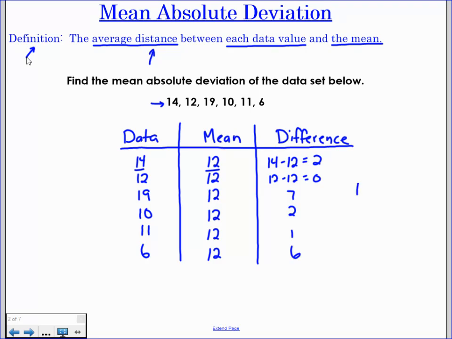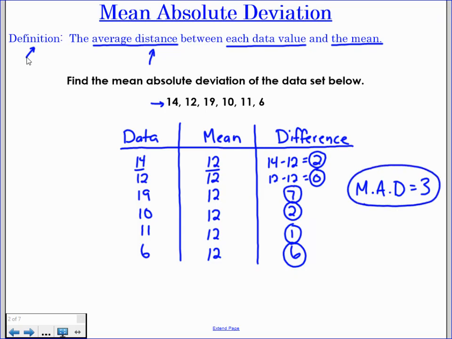The mean absolute deviation is the mean of these differences. It's the average distance between each data value and the mean. That's what we just figured out in this difference column. So I need to take the mean of all of these differences, and that's going to be my mean absolute deviation. In this case, add them all up, divide by 6, and you would get a mean absolute deviation of 3.